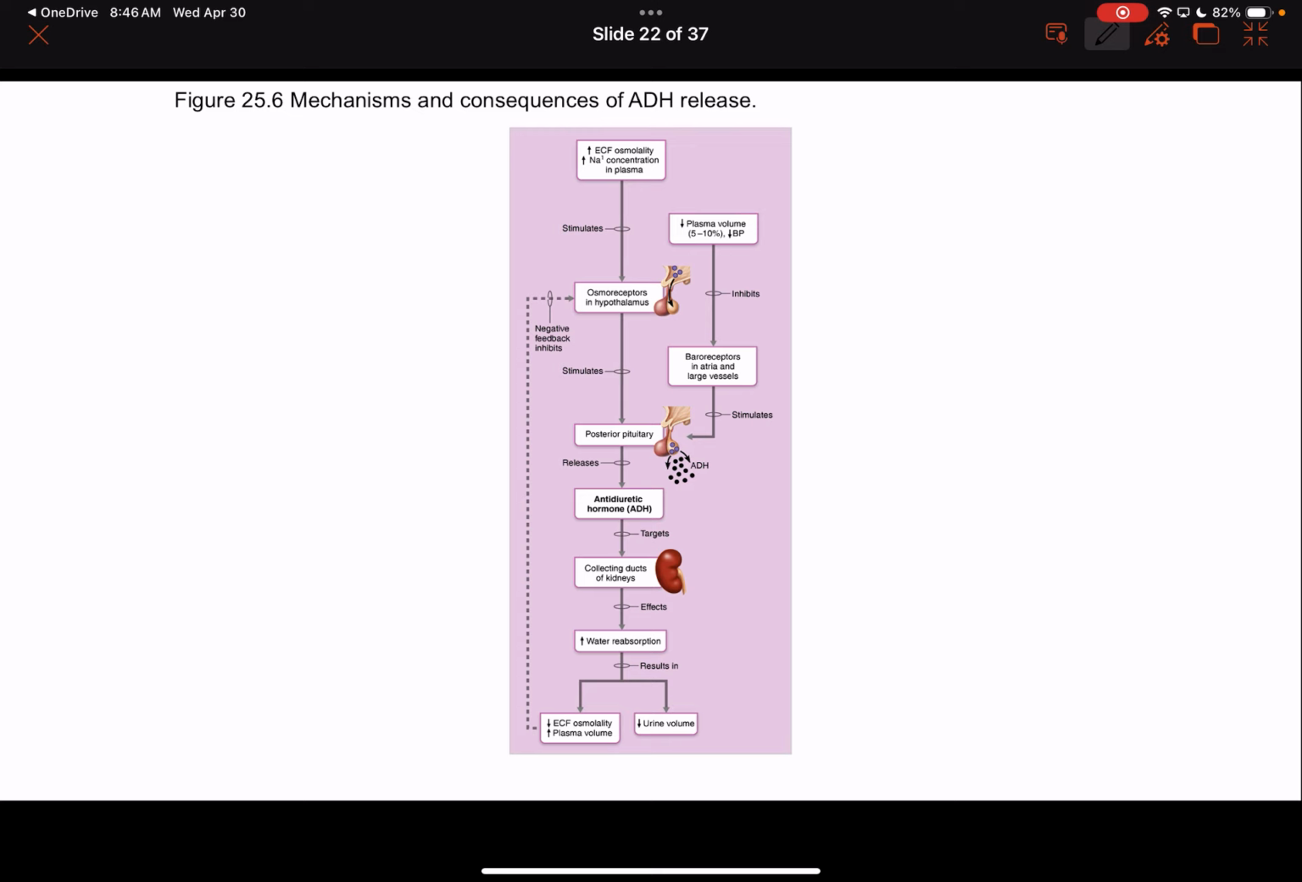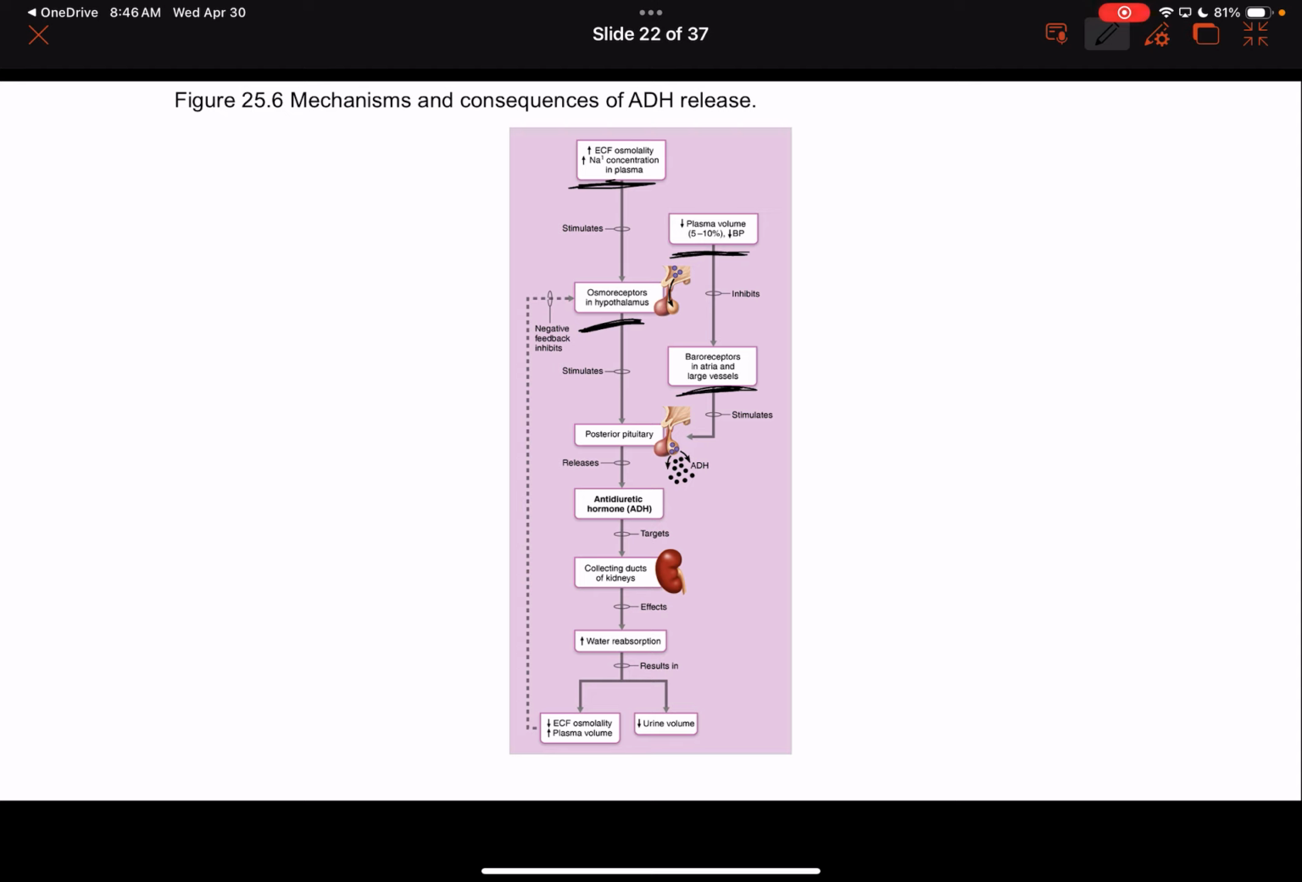So this is the same thing we've talked about. If you experience an increase in osmolality or a decrease in plasma volume, this is a different mechanism that helps us replenish that water. So we have osmoreceptors in your hypothalamus and baroreceptors in your atria and your carotids and your aorta that are going to detect these pressure changes.